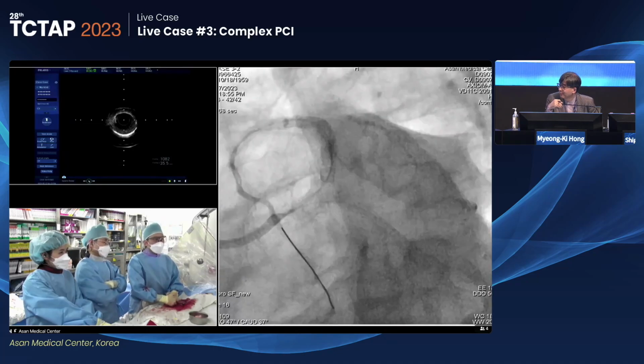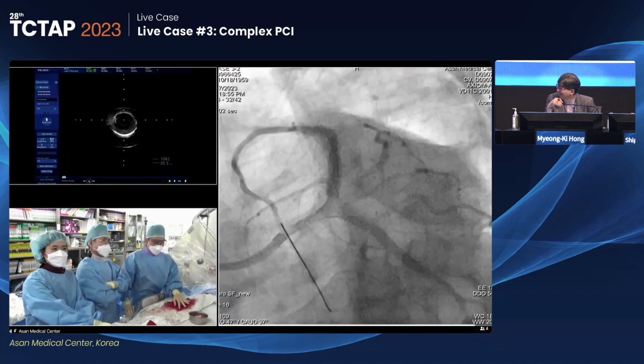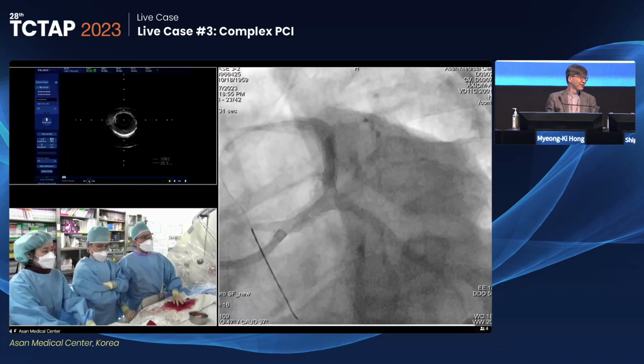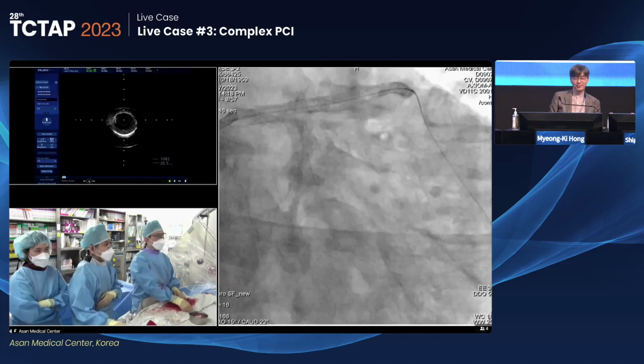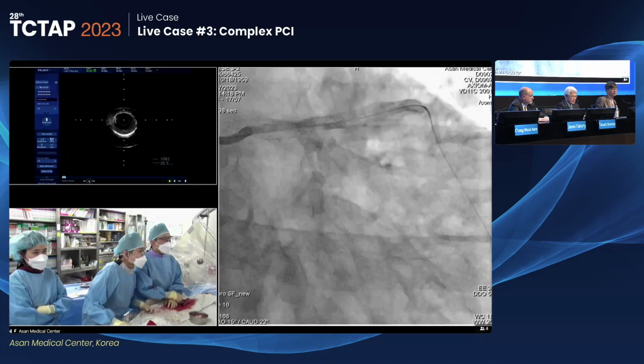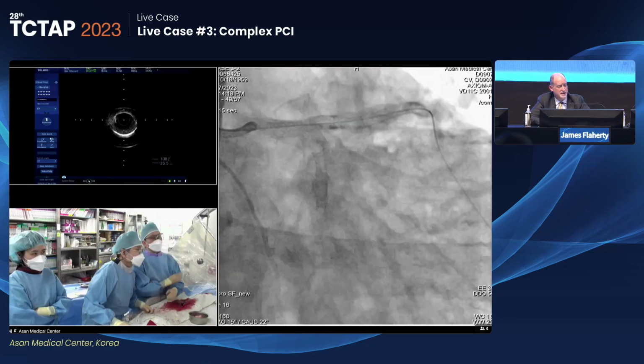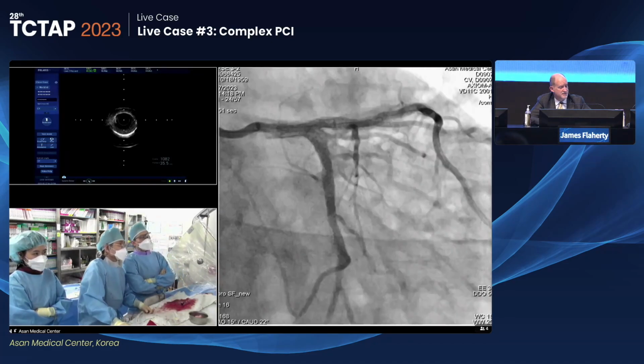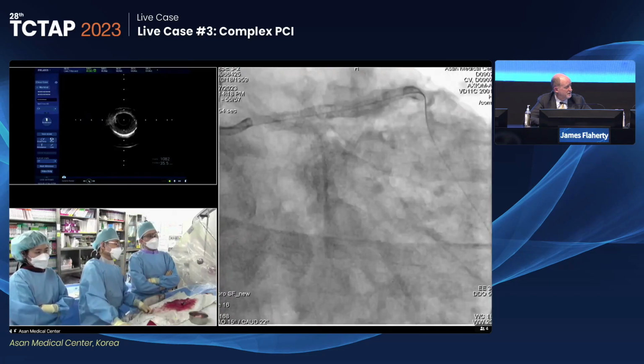Still, we have time. Yeah, 5 minutes, or 3 minutes. I think given the tools you had, this is the best strategy. In the United States, we would have lithotripsied both the LAD ostium and the circumflex. But you can only do what you have available.